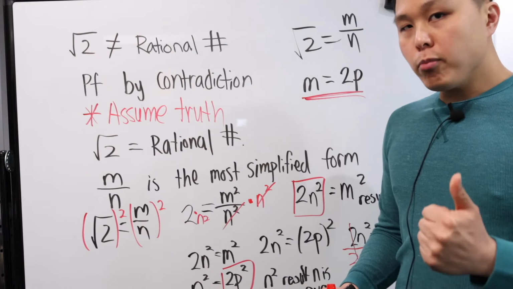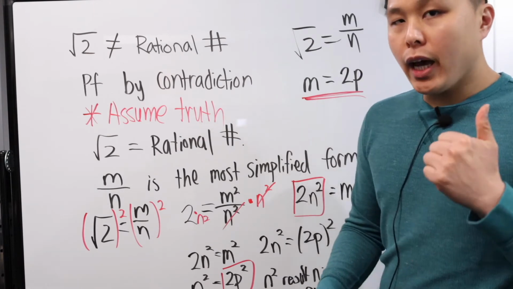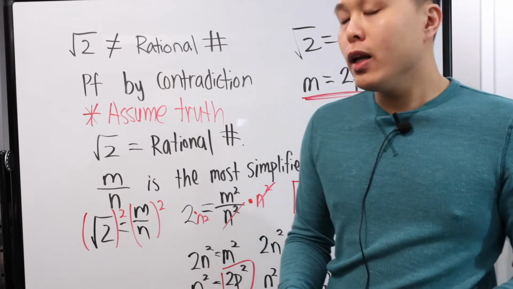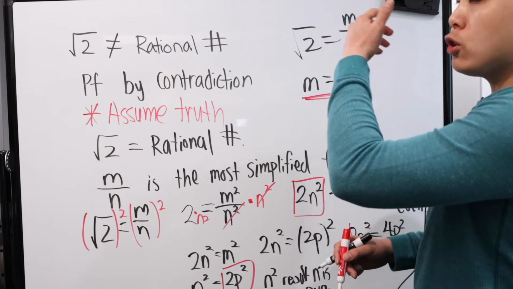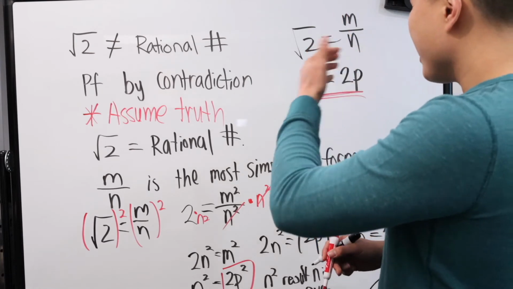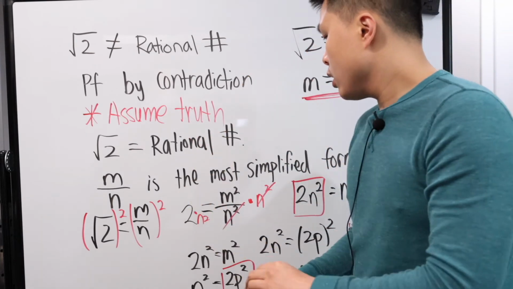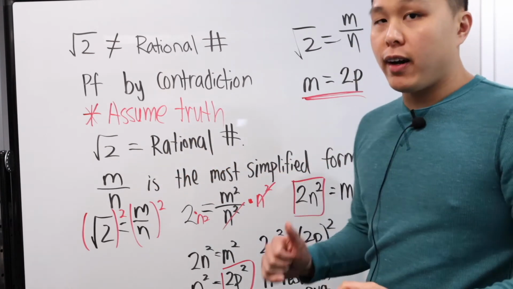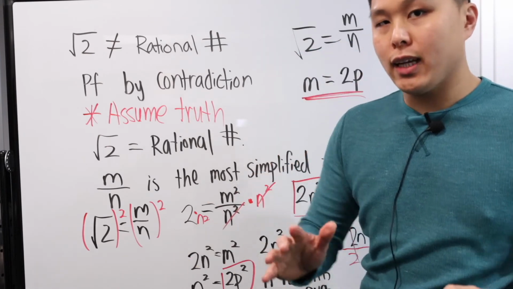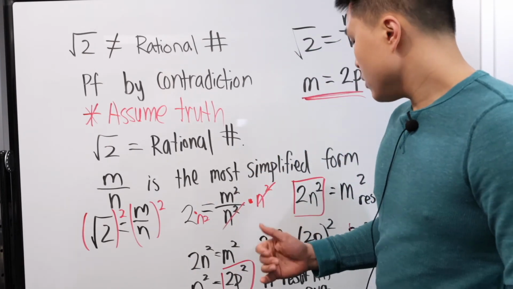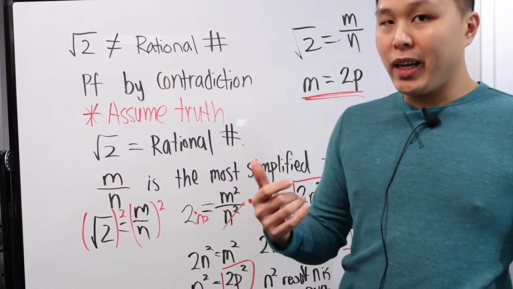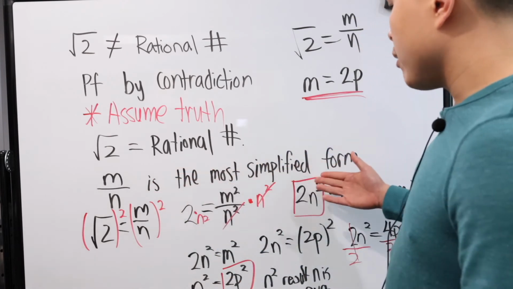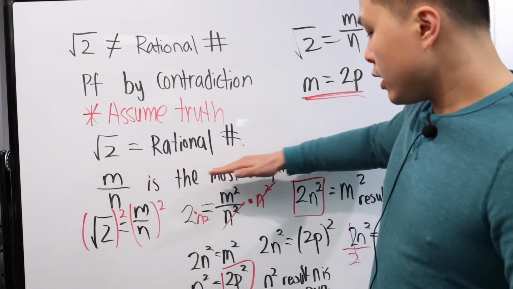But if m is even and n is even, that means m can be written as a number multiplied by 2, and n can be written as a number multiplied by 2. That means the top and bottom both have 2 times some number, and that contradicts our assumption, because we said that m and n are in their most simplified form. That means there should not be any number you can cancel out. But after reasoning through it, it says that m and n are not. Well, we can always say m and n are any numbers in most simplified form, so everything here is true.